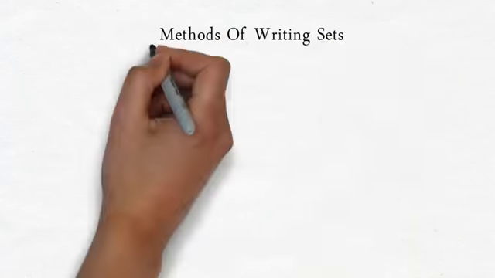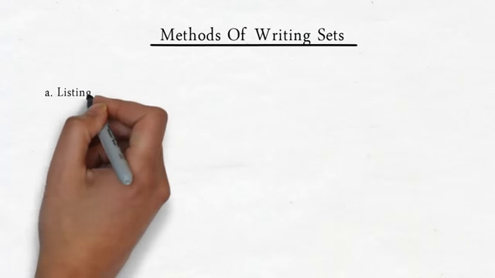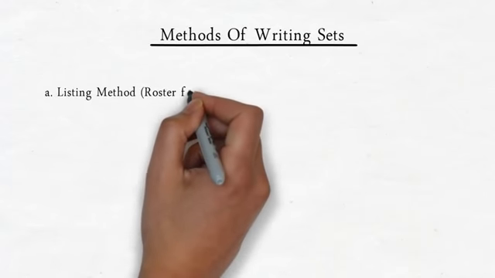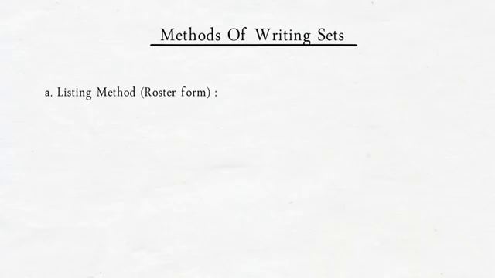Methods of writing sets. There are two methods of writing sets. First, listing method, which is also known as roster form. In this method, we describe a set by listing all its elements enclosed in the curly brackets, and the elements are separated by commas and each element is written only once.